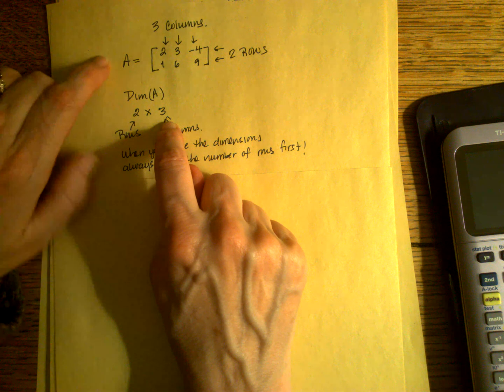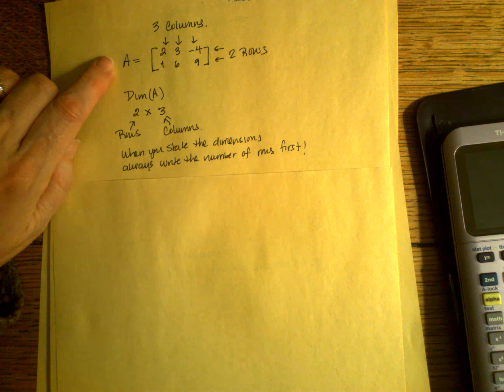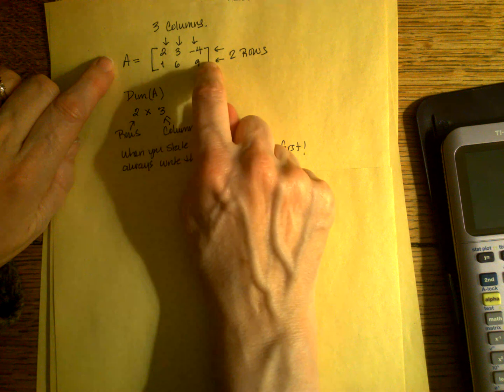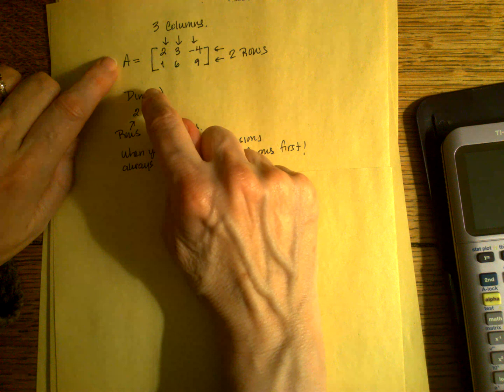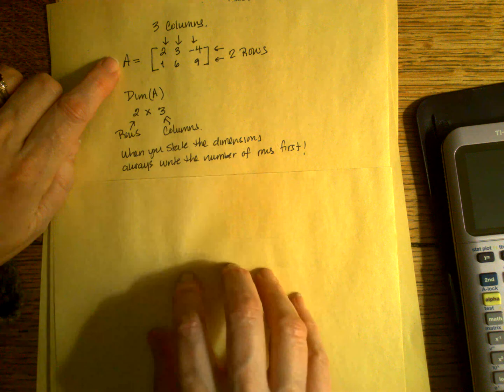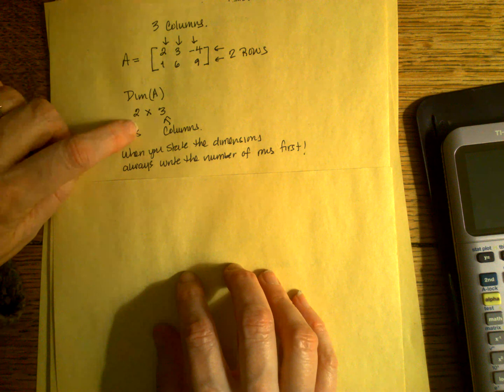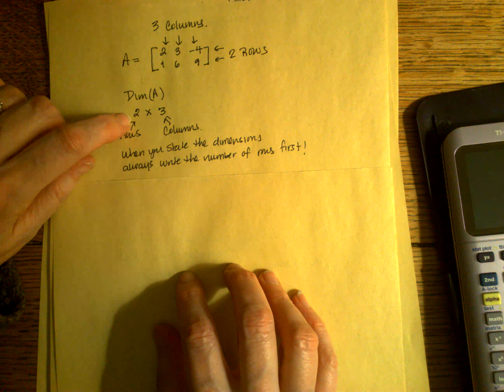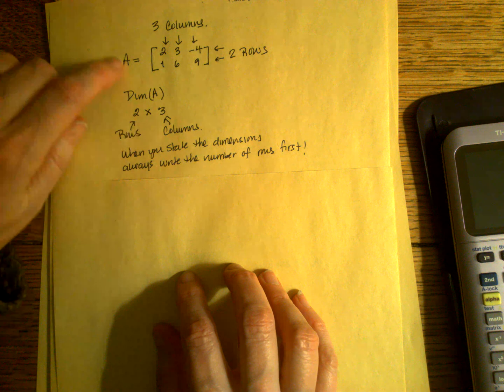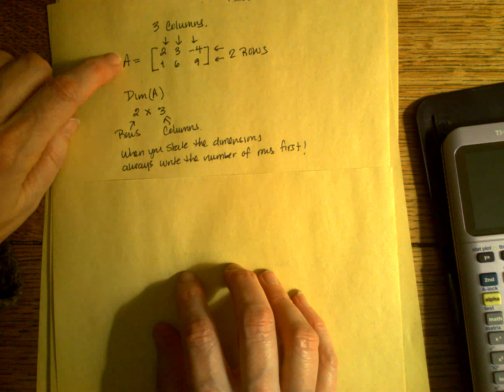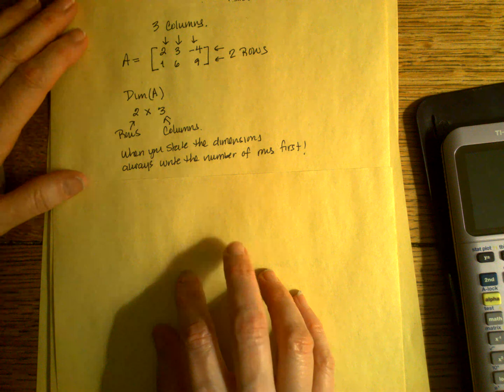Typically, we use capital letters to define a matrix. And when we're talking about individual entries, we use the lowercase letter associated with that. I'll show you what I mean. But when you say the dimensions, you always say the number of rows first by the number of columns. So this is a 2 by 3. Always rows come first. That's the convention.